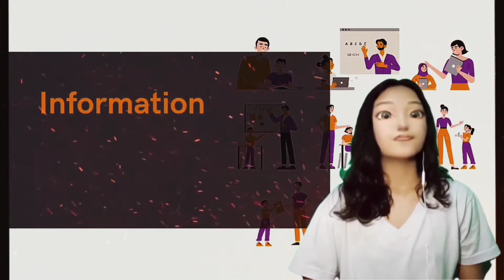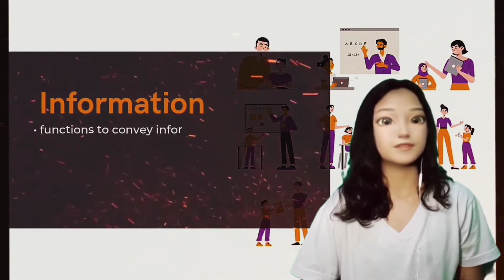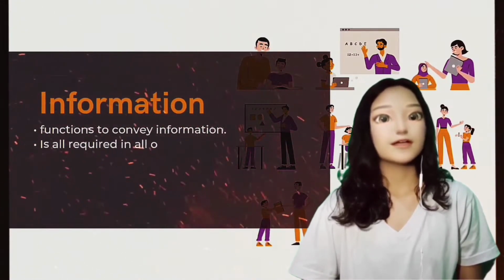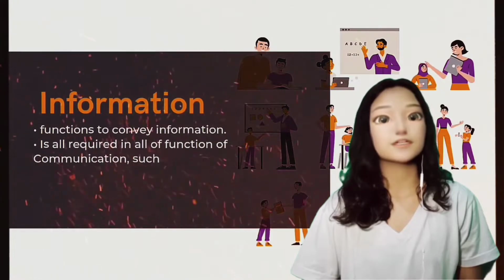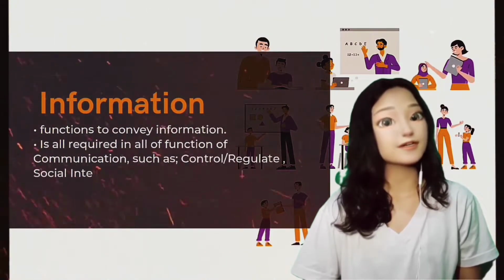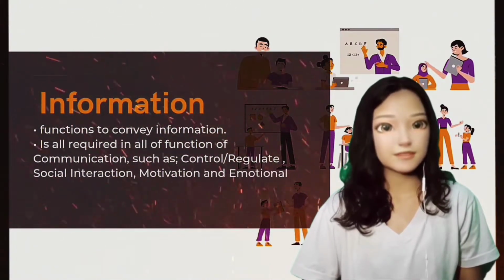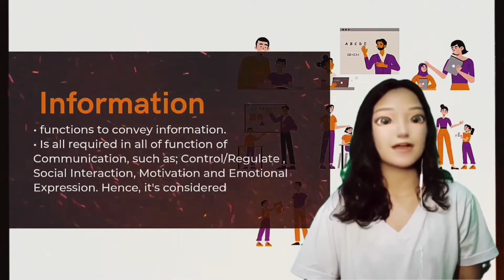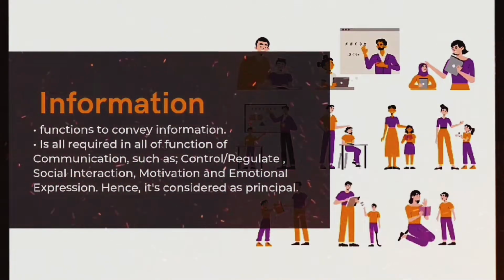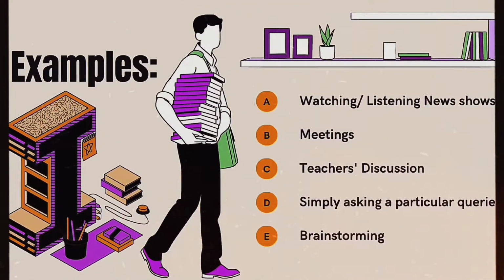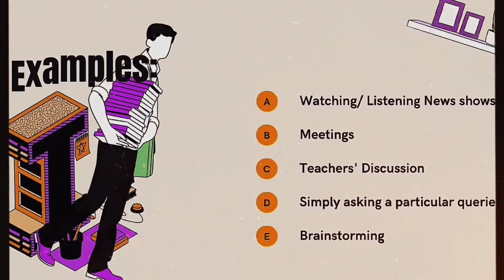Information functions to convey information. It is required in all functions of communication such as control or regulation, social interaction, motivation, and emotional expression. Hence, it's considered principal. These are some examples: watching or listening to news or shows, meetings, teacher discussion, simply asking a question in your family, or brainstorming.